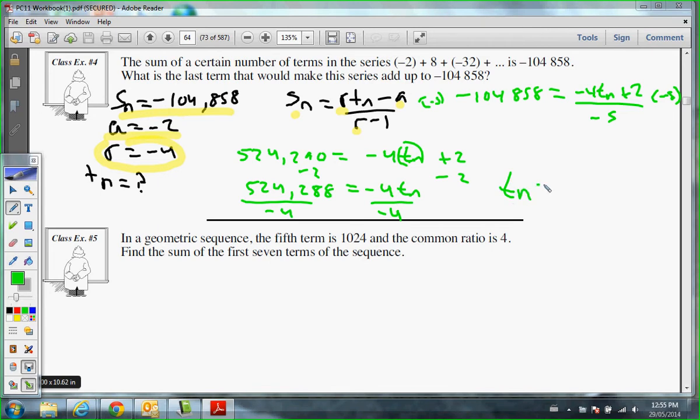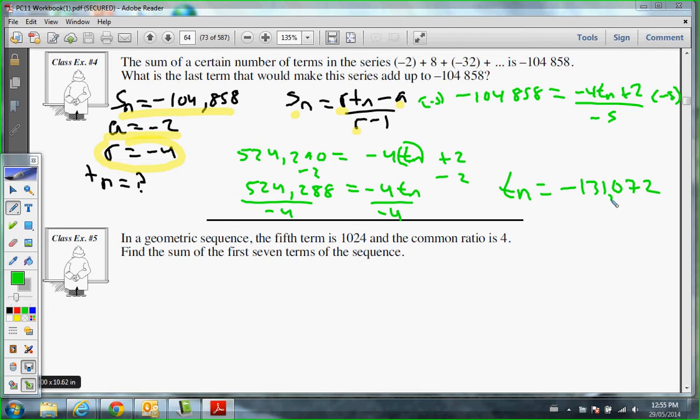So T sub N ends up being -131,072. So what that means is the last number in the sequence that would add up to 104 would be that. Okay, let me ask you this. That's kind of weird. -131 is bigger than the 104 that's the sum. Why is it -131,000?